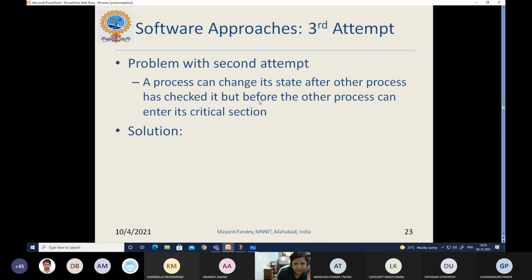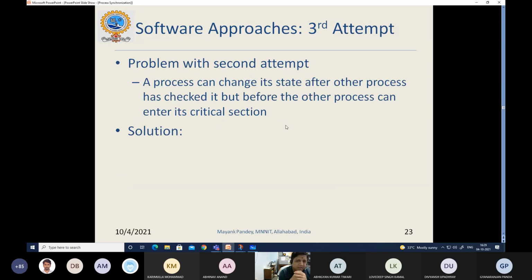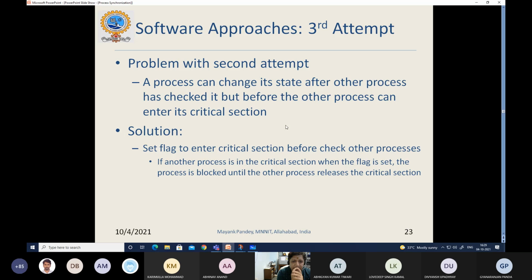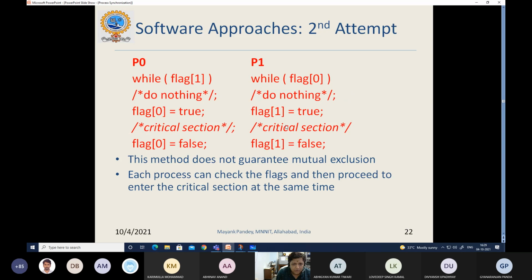A process can change its state after the other process has checked it, but before the other process can enter its critical section. So what is the solution? Set the flag to enter the critical section before checking the other process. If another process is in the critical section when the flag is set, the process is blocked until the other process releases the critical section. So what about this? We have done nothing, we have just moved this instruction to the beginning. Okay.